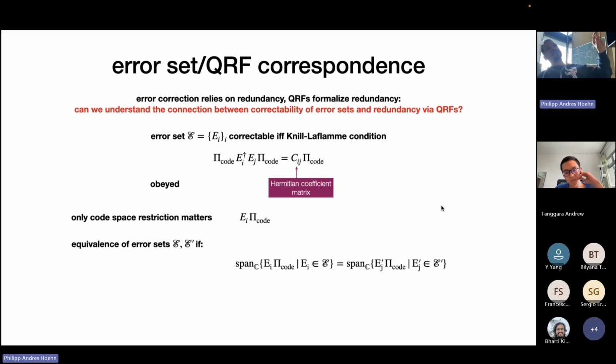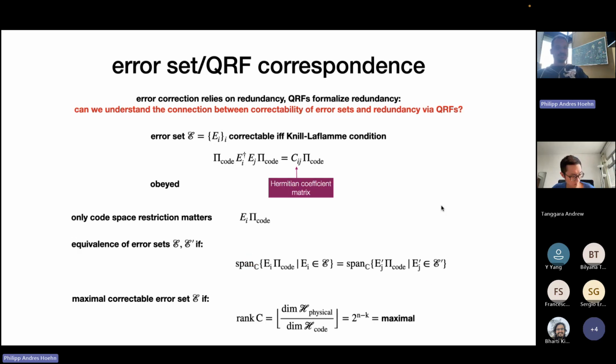And we don't care now about the precise basis for an error set. We will only care about the span, okay? Because at the end of the day, it doesn't matter what basis we choose. And so we're going to consider two error sets E and E prime to be equivalent if the linear span of the code space restriction is the same. So we're going to be considering equivalence classes of error sets if their spans are the same, that is, the code space restriction of the span is the same.